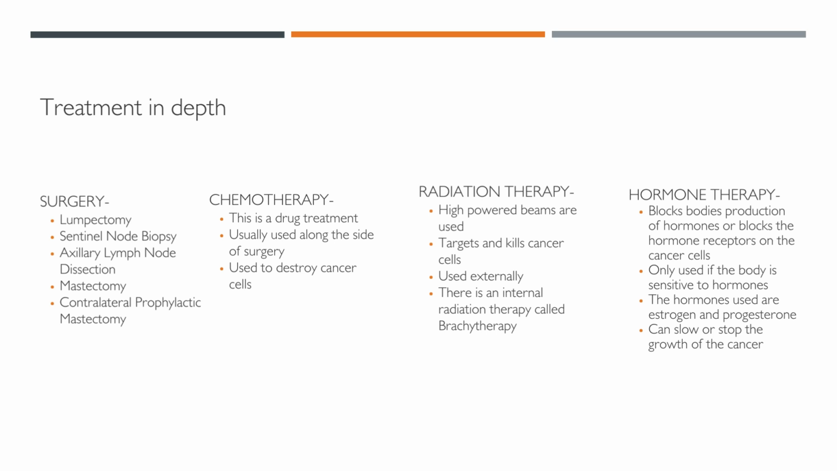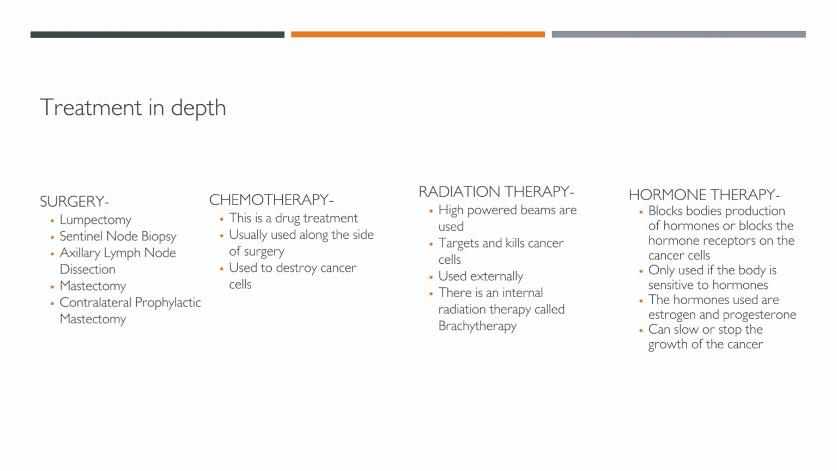Treatment in depth. Surgery. A lumpectomy removes the tumor and some surrounding tissue. The sentinel node biopsy and axillary lymph node dissection are surgeries to remove lymph nodes. A mastectomy is where they remove one breast, and a double mastectomy is where they remove both breasts. A contralateral prophylactic mastectomy is where they remove a healthy breast to lower the risk of developing breast cancer again.